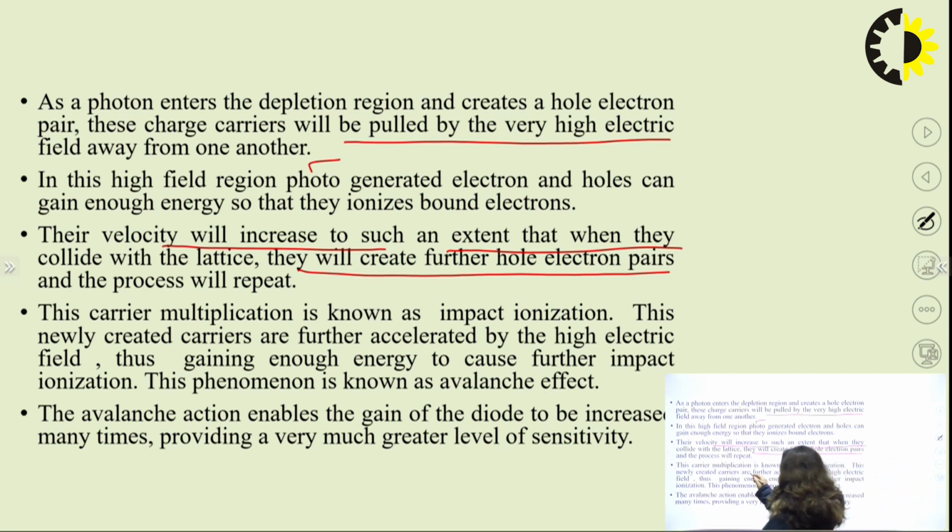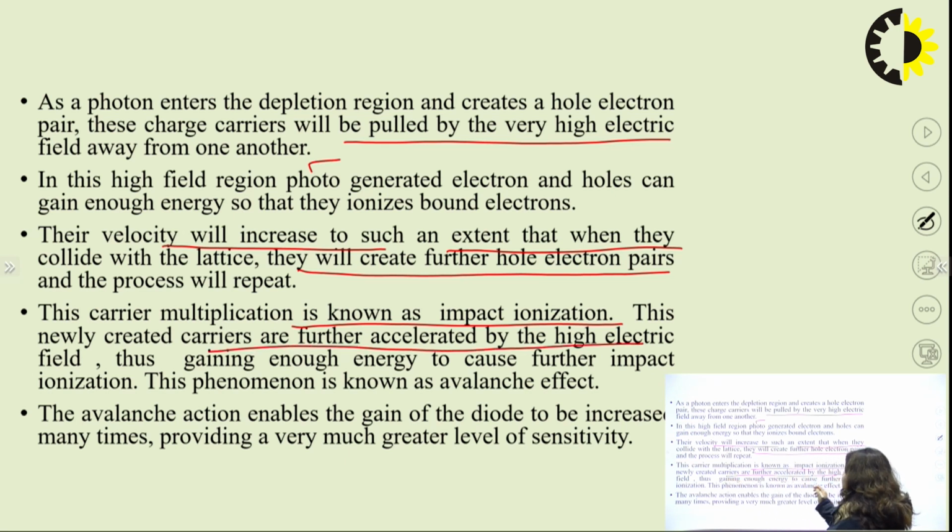This carrier multiplication is known as impact ionization, and these newly created carriers are further accelerated by the high electric field, thus gaining enough energy to cause further impact ionization. This phenomenon is known as the avalanche effect, and obviously this provides better gain as compared to the pin photodiode. The avalanche action enables the gain of the diode to be increased many times, providing a much greater level of sensitivity.